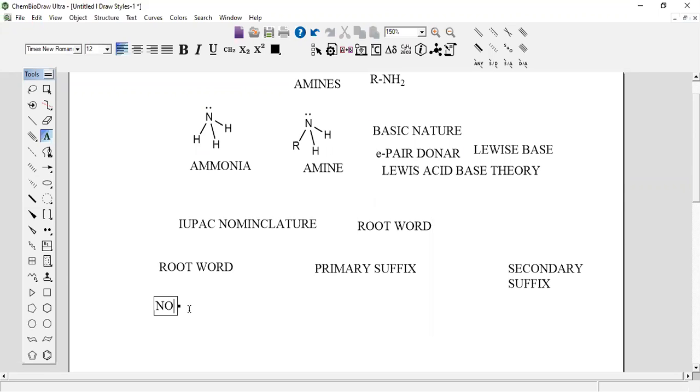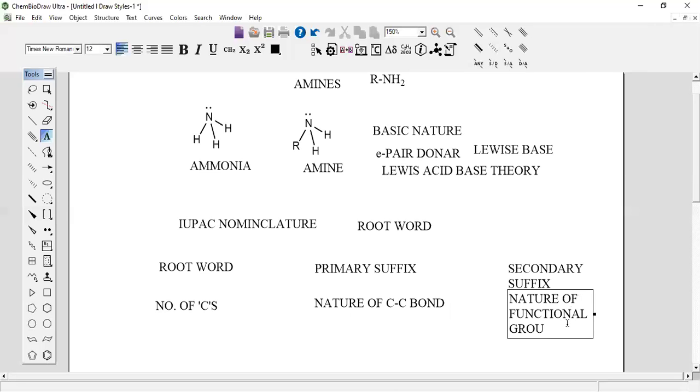What does the root word indicate? The root word indicates the number of carbons. Now, what does the primary suffix indicate? The nature of the carbon bond, isn't it? And what does the secondary suffix indicate? The secondary suffix indicates the nature of the functional group. Very good.